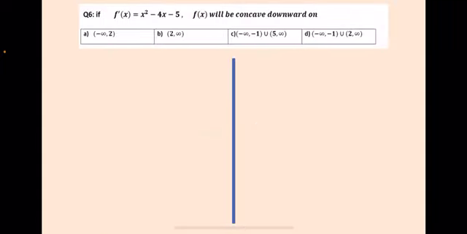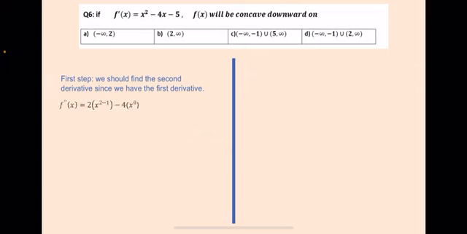f double prime of x equals x squared minus 4x minus 5. f of x will be concave downward on, so we have to find the intervals where the function f of x will be concave downward. The first step is to find the second derivative since we have the first derivative.